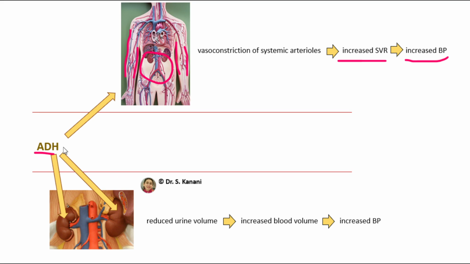Another impact of antidiuretic hormone is when it gets inside our kidneys and makes nephrons send more water molecules back into blood. So we can say that ADH makes nephrons produce a lower volume of urine in order to increase the blood volume and increase the blood pressure.